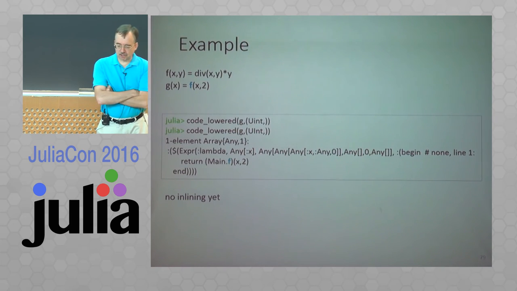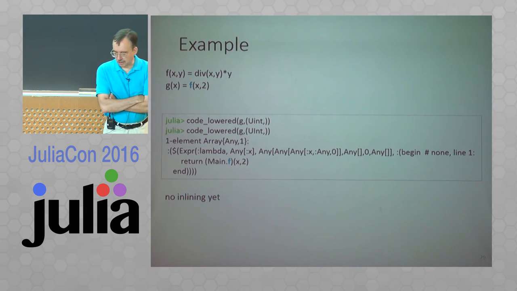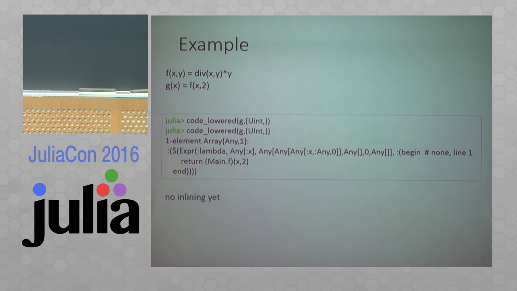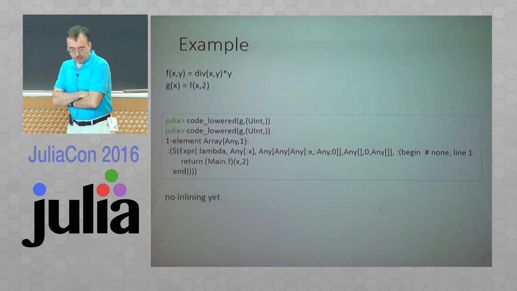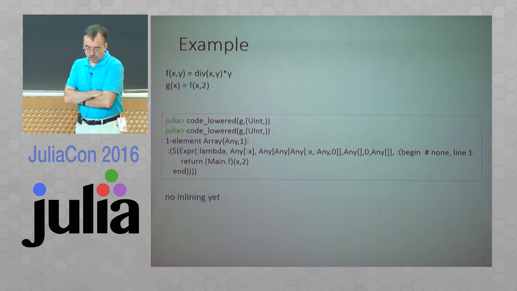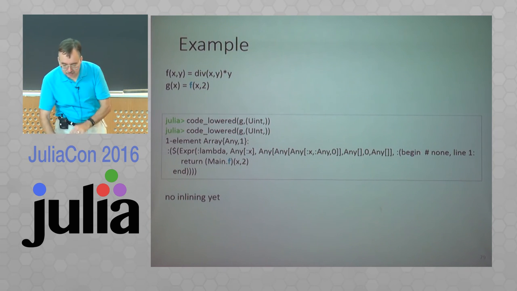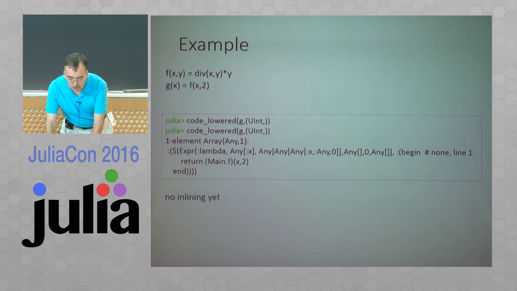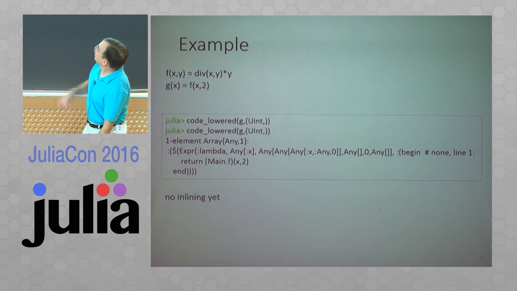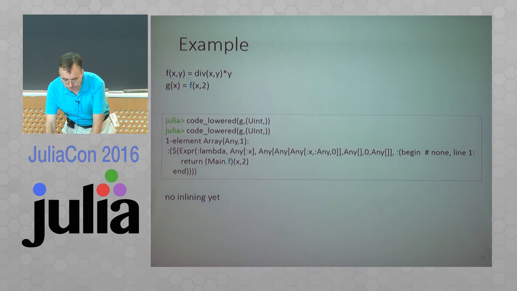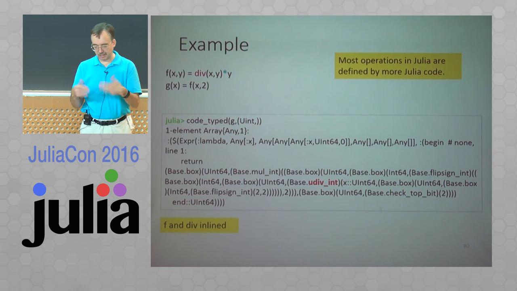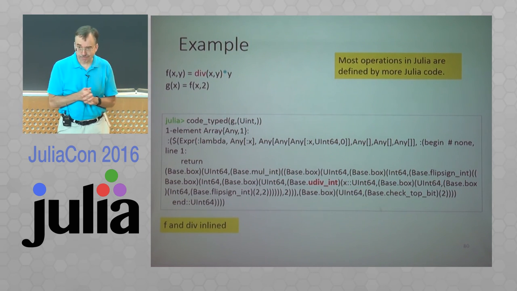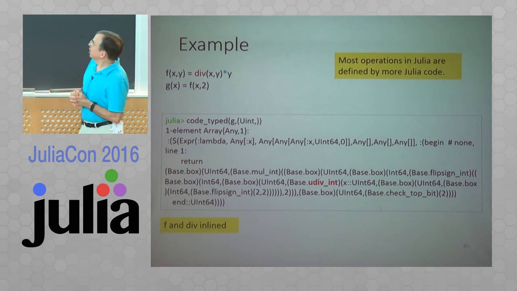Here's an example where I'm pretty sure the compiler does it automatically, but just to show what inlining does, I have a function f and a function g. If I look at the code for g, it's just calling f, and there's no inlining yet. After the compiler does inlining, it takes f and copies the definition of f into the body of g and expands it. And you get quite a mouthful of code.